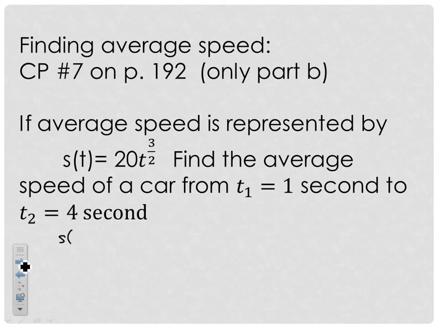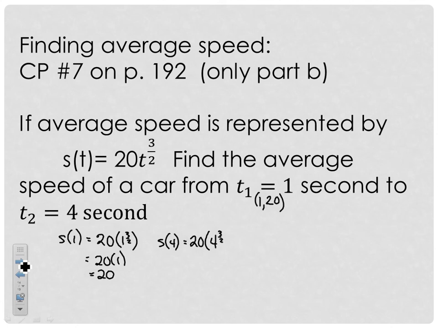Let's find our function with a value of 1. Okay, 1 to the 3/2 power is just going to be 1. Okay, so this point, or ordered pair, would be 1 comma 20. So at 1 second, we had a function value of 20. Let's do then s of 4. Let's put in 4 seconds. Now we have 20 times 4 to the 3/2 power.